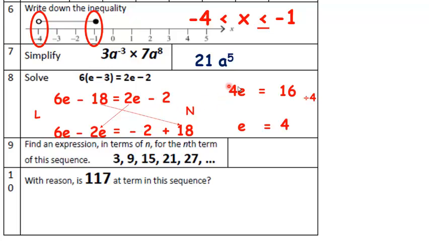Pretty straightforward this question is, but very, very likely to come up in the exam. This style of question, letters and numbers, and especially multiplying out brackets.